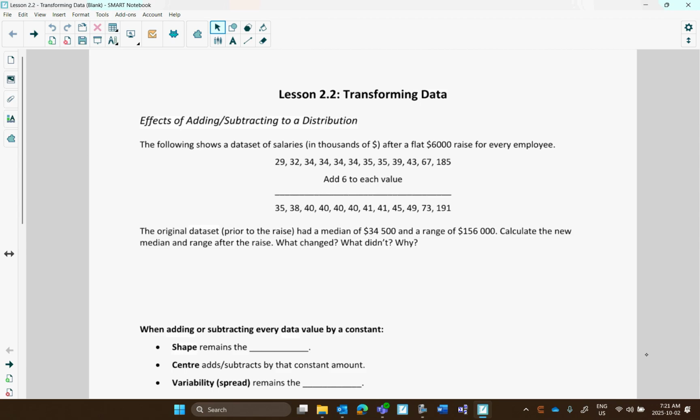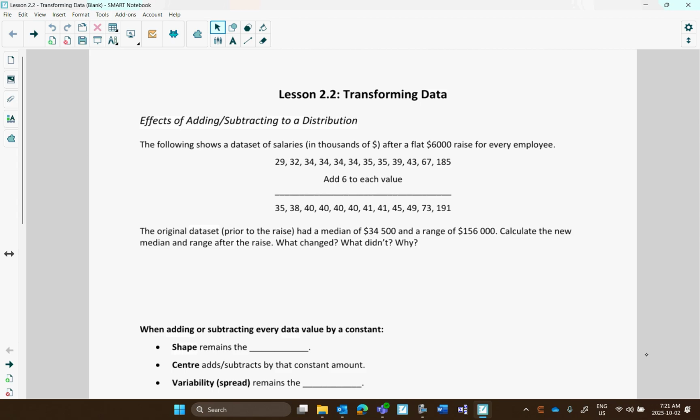So now we're going to look at quantitative distributions and how they're affected if we were to add a constant amount to the data values or subtract a constant amount from the data values. Multiply the data values by a constant amount, divide the data values by a constant amount, and see what kind of effect that has on the distribution that's created compared to the original.